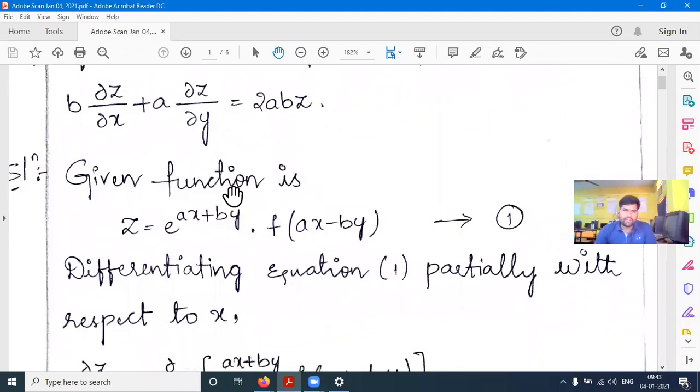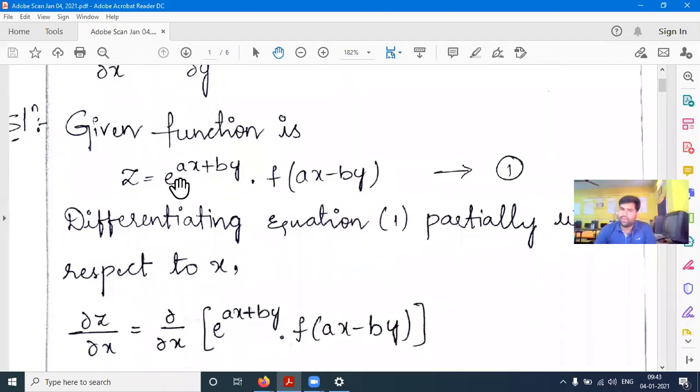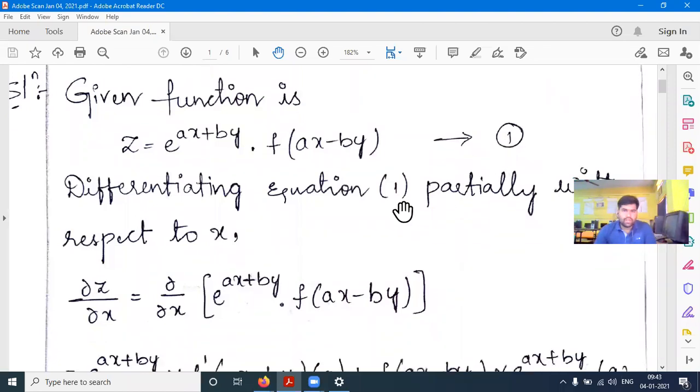So solution: the given function is z is equal to e power ax plus by into f of ax minus by. This is equation number 1. Differentiate equation number 1 partially with respect to x.